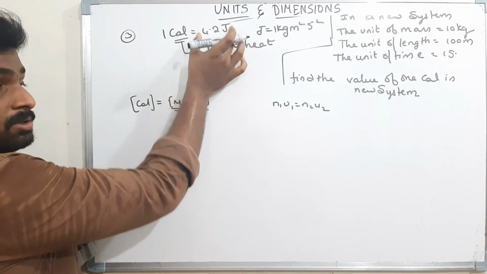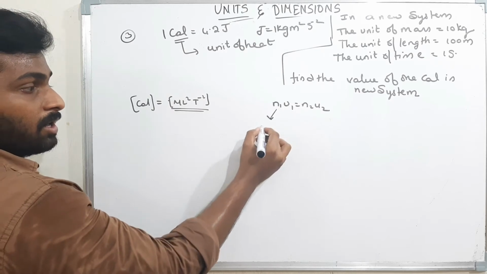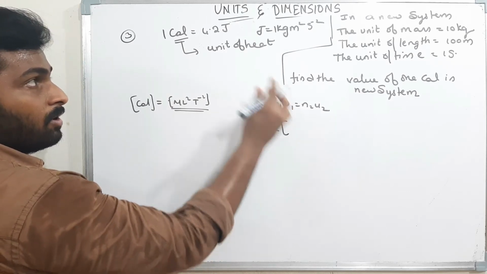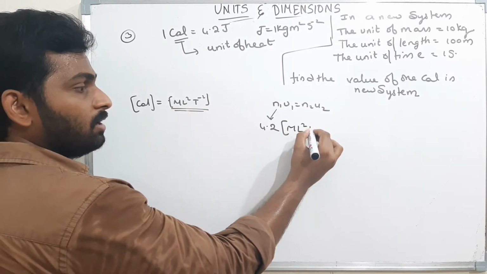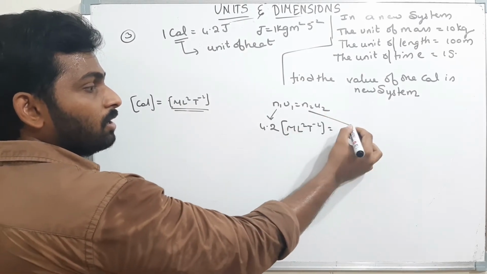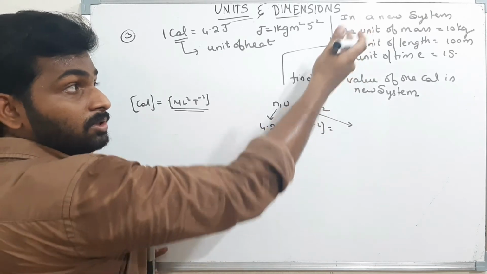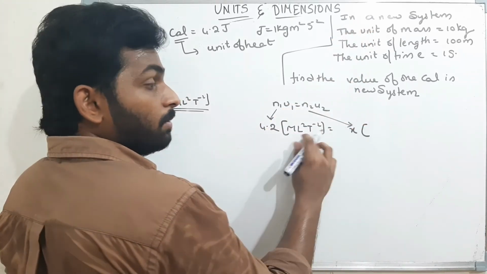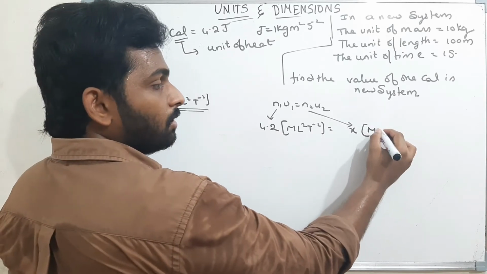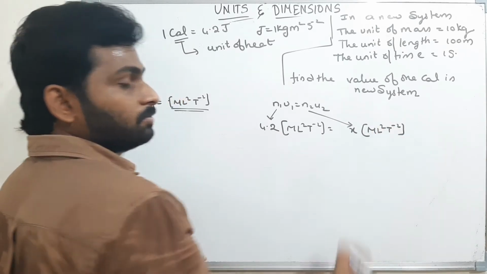This is in the SI system. That means n1 I am taking as 4.2. What is joule? Joule is nothing but, what is the dimension? M L square T power minus 2 is equal to, into some other system, that is the new system, where the value is x. I don't know what is the value. The dimension will be the same. It may be any system, the dimension will be the same. Therefore, M L square T power minus 2.